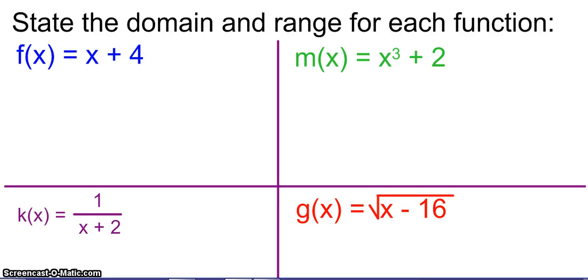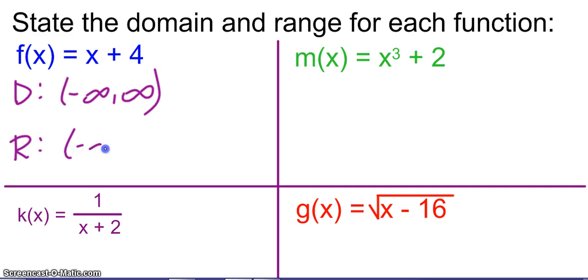State the domain and range for each function. So thinking about your graph and thinking algebraically, for your domain, this is going to be a linear function. Is there anything you can't add 4 to? I think we can add 4 to any real number. So our domain is going to be all reals. When you add 4 to any real number, the range that you get back out is also going to be all reals.